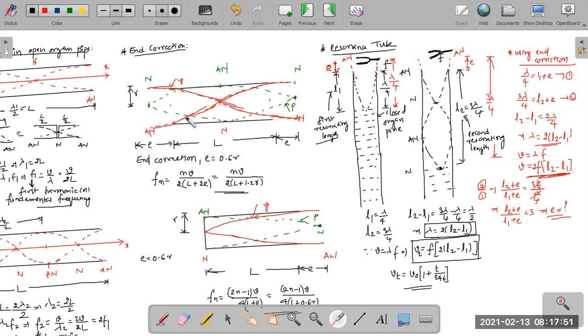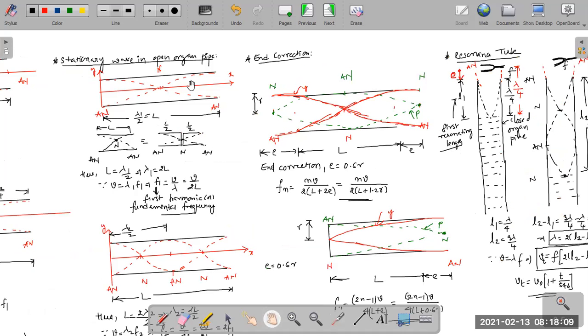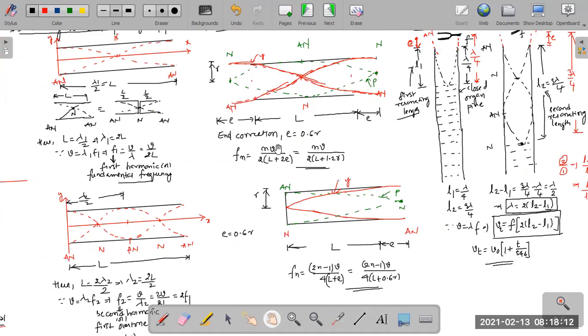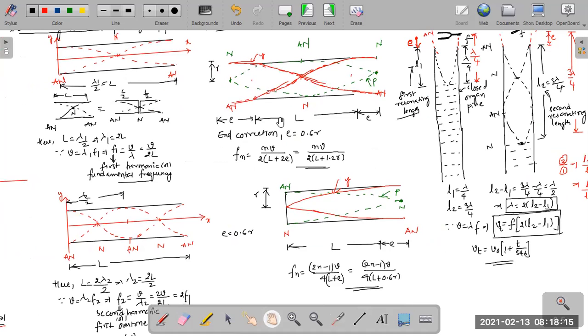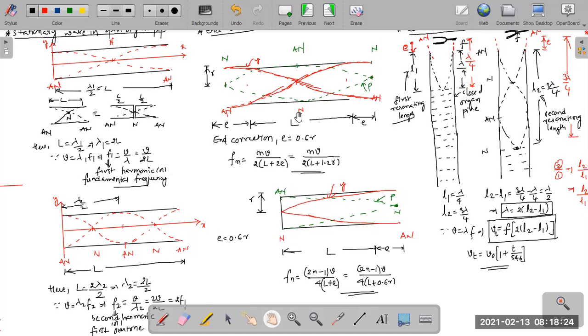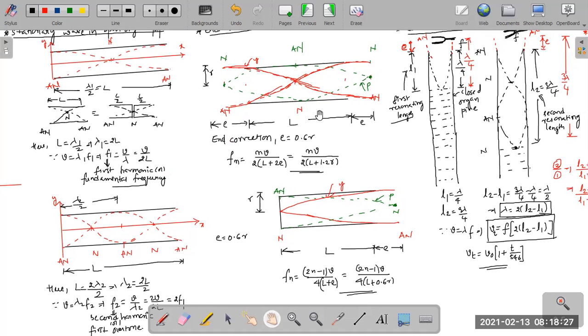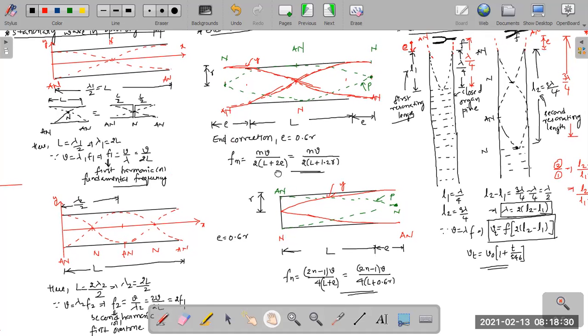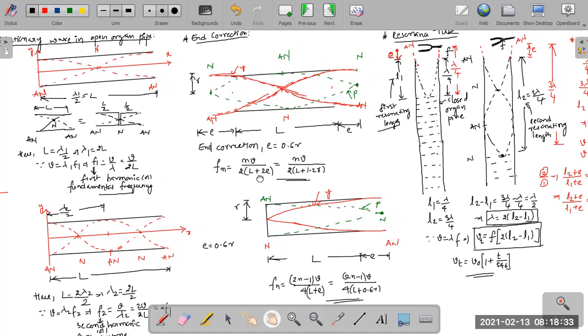So if you take an air column in an open organ pipe, open at both ends, there will be end correction to the right as well as to the left. Here we found the general formula for this open organ pipe as nv by 2L, where L was the length of the organ pipe. But here the length is not L; the effective length is L plus e plus e. After end correction, we write it as L plus 2e.